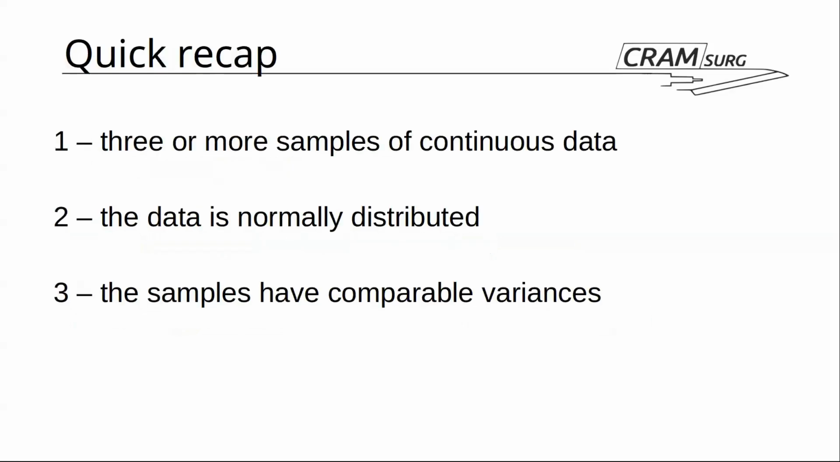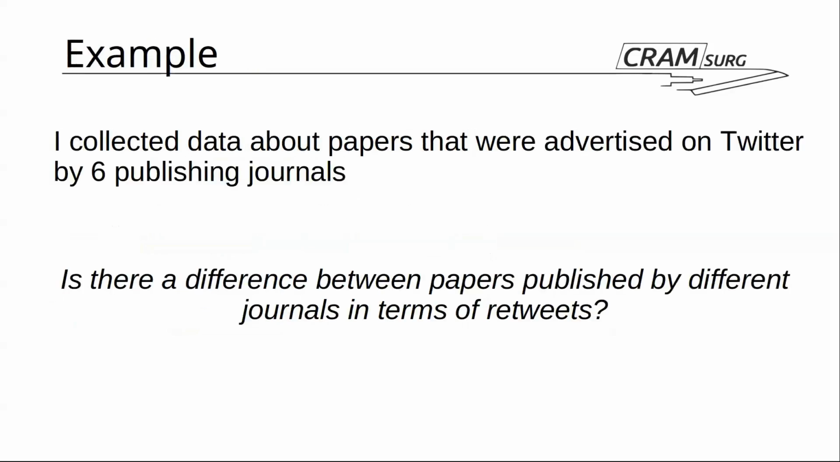So, quick recap of why we're doing this. Well, we do ANOVA when we have 3 or more samples of continuous data, when the data that we've got is normally distributed, and when the samples that we have collected have comparable variances. So again, continuous data, normal distribution, homoscedasticity. So let's give you an example.